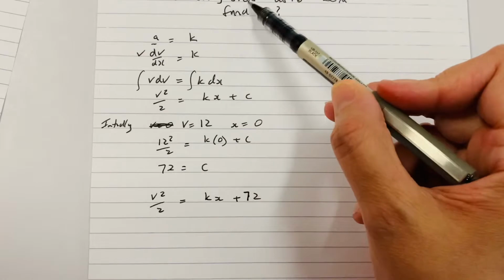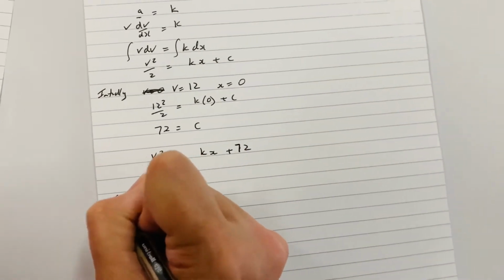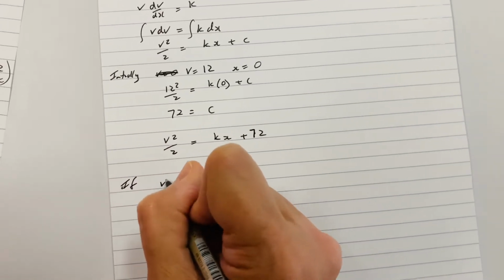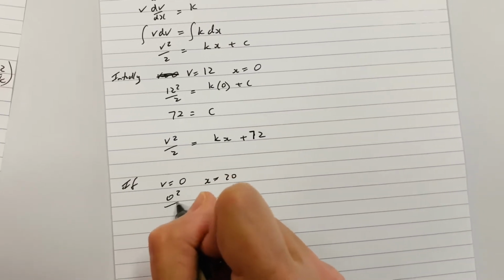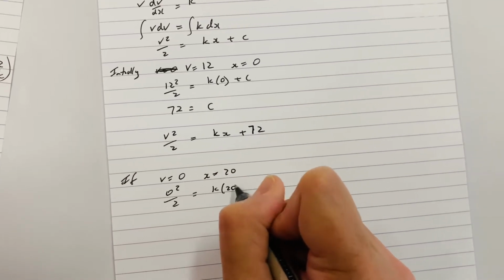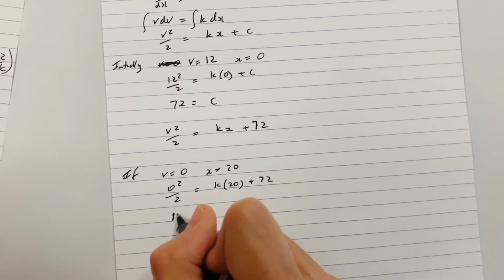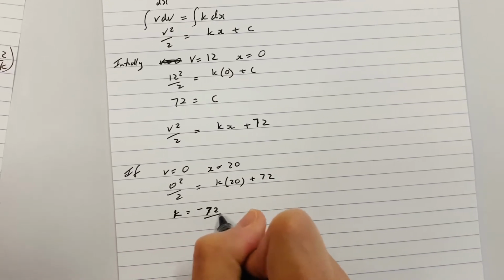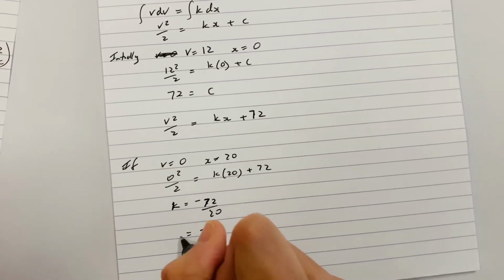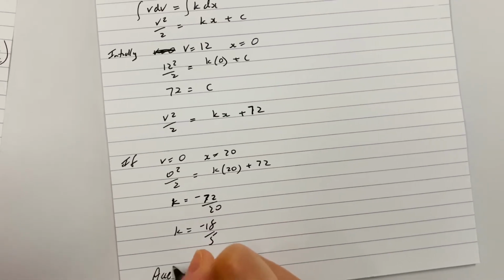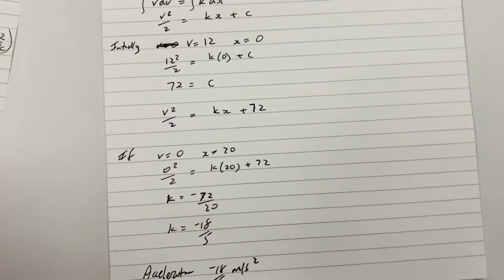I'm told the body stops after 20 meters, find a. So if the body stops after 20 meters, that's v equals 0, x equals 20. So of course that's going to be 0 squared on 2 equals k times 20 plus 72. And it's an easy solve for k, isn't it? k is going to equal negative 72 over 20. Simplify that down, it'll be negative 18 over 5. So acceleration is negative 18 on 5 meters per second squared.